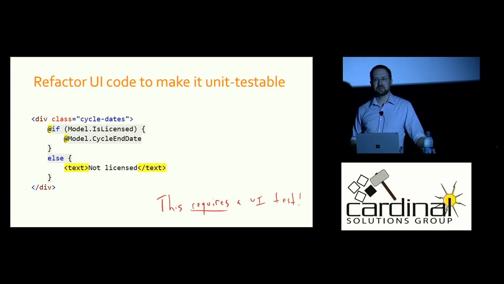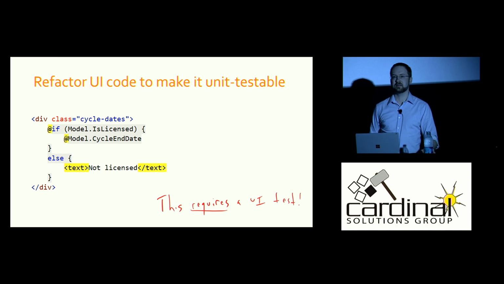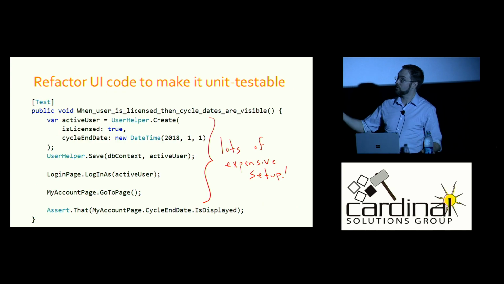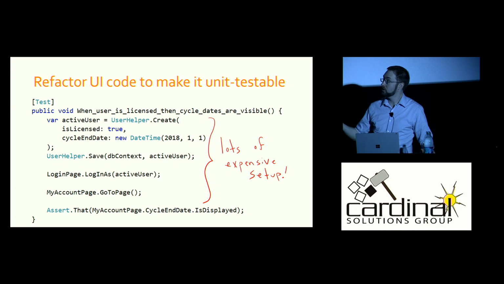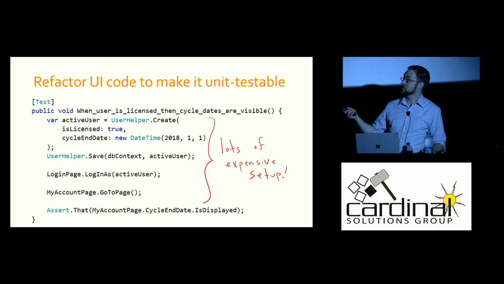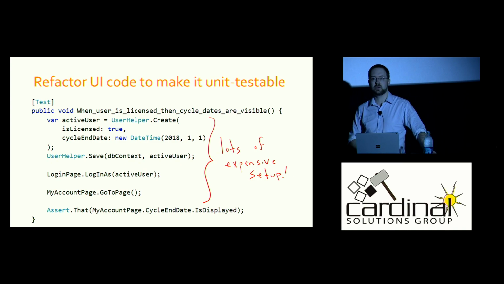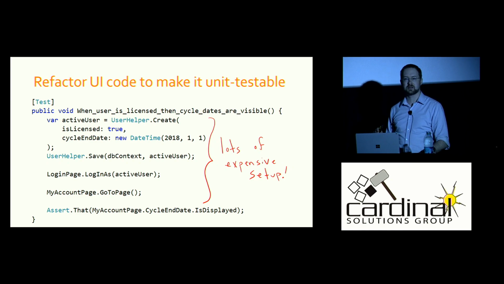But if this rule is important enough that it justifies a test, the only way to test this is with a UI test. That test would look kind of like this. Now, I'll go over all these patterns in a little bit, but the key point here is that to write a UI test for that piece of logic, we have to new up a user, we got to save them in the database, got to log in as that user, navigate to their My Account page, and then use Selenium WebDriver to check the DOM to see if the text that we want is visible. That's a crap ton of work for a little tiny piece of logic.